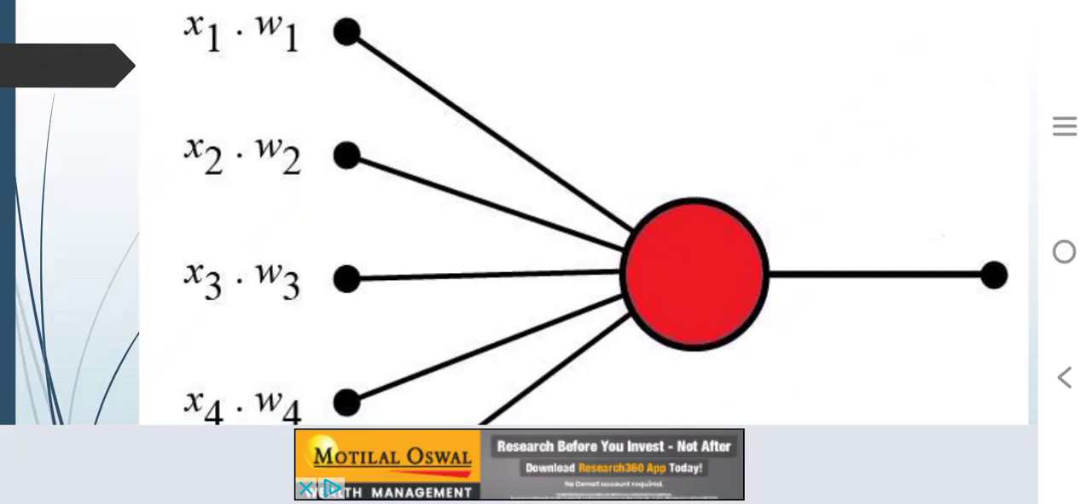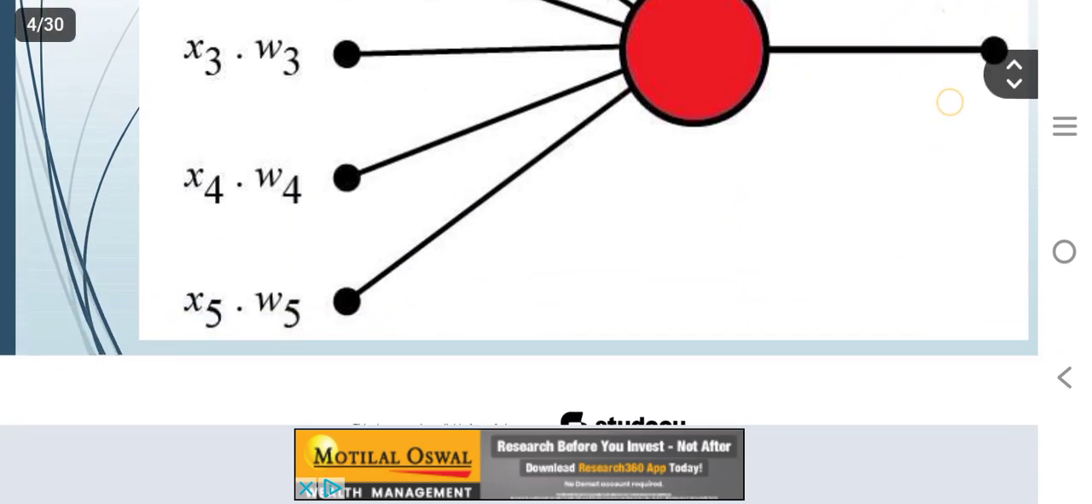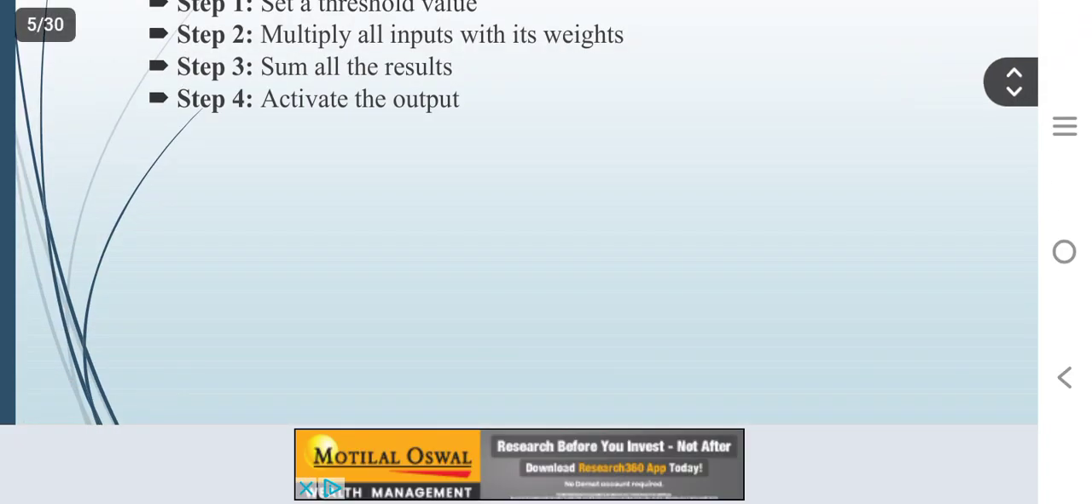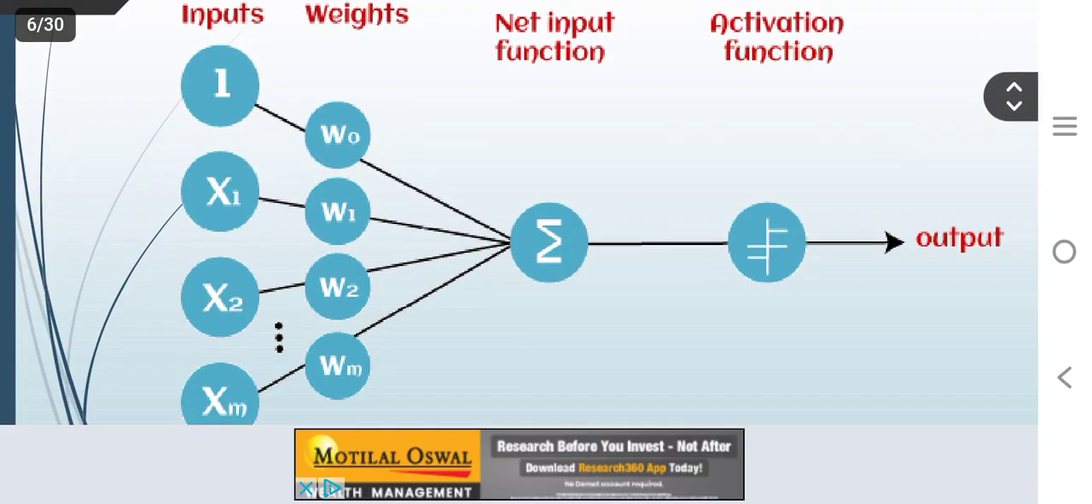The perceptron diagram is represented here. The perceptron algorithm was proposed by Frank Rosenblatt. Here there are 4 steps. First, we have to set a threshold value. In the second step, multiply all the inputs with their weights. Third step, sum all the results. Then the fourth step is to activate the output. All the 4 steps are represented in a single diagram.